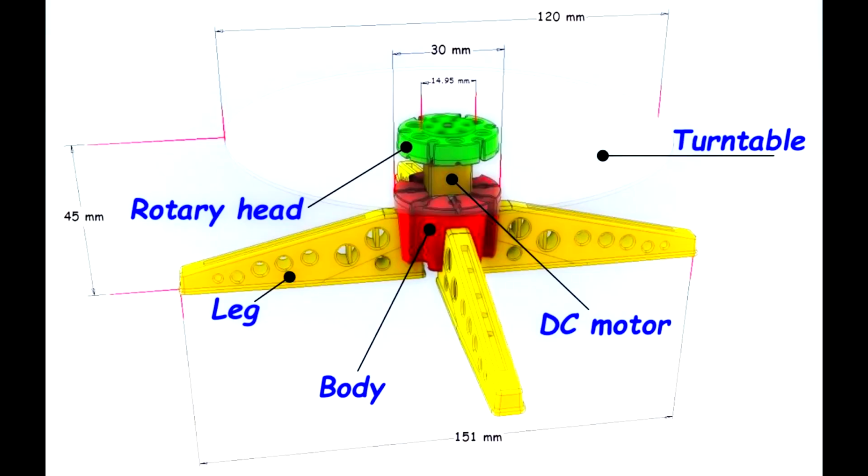Now, let's see how big this little machine is. It has 150 millimeters across tips of its legs. It is 45 millimeters high. Its body diameter is 30 millimeters. And the raised portion of its head is 15 millimeters in diameter to match the DVD or CD disc central hole.